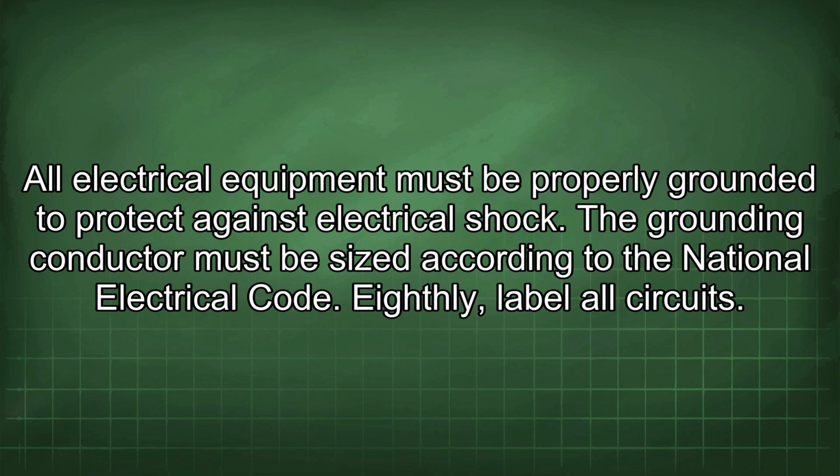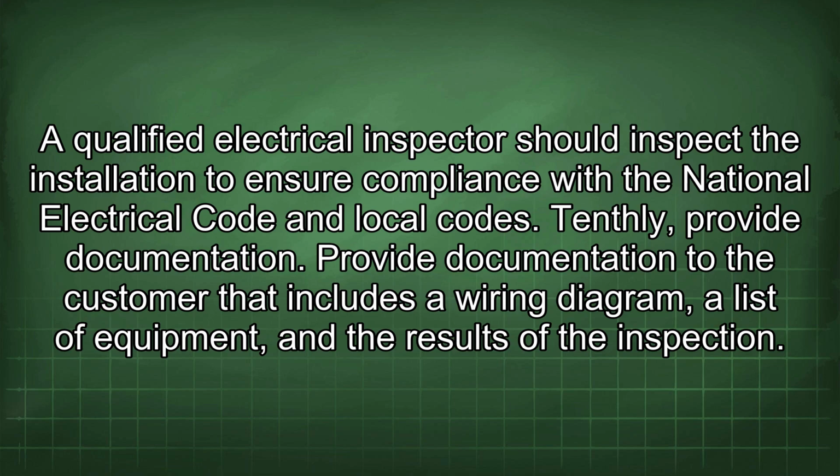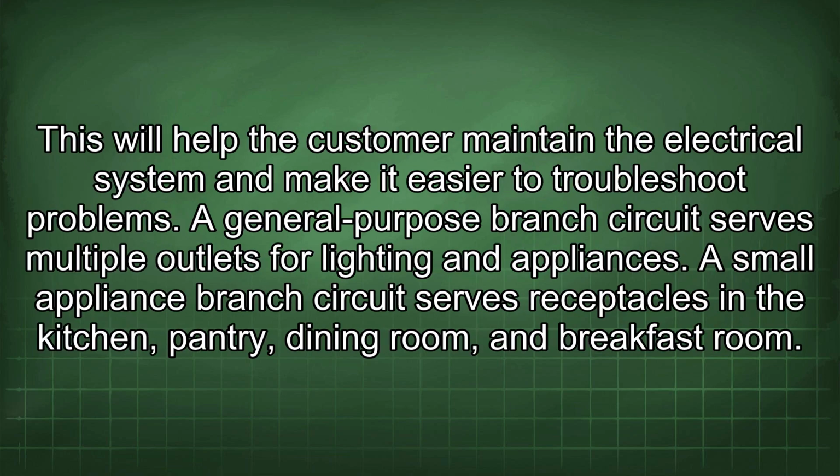Eighthly, label all circuits. All circuits must be clearly labeled to identify their purpose and the equipment they serve. This will make it easier to troubleshoot problems and perform maintenance. Ninthly, inspect the installation. A qualified electrical inspector should inspect the installation to ensure compliance with the National Electrical Code and local codes. Tenthly, provide documentation. Provide documentation to the customer that includes a wiring diagram, a list of equipment, and the results of the inspection. This will help the customer maintain the electrical system and make it easier to troubleshoot problems.